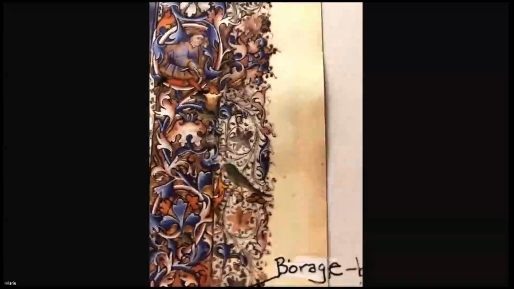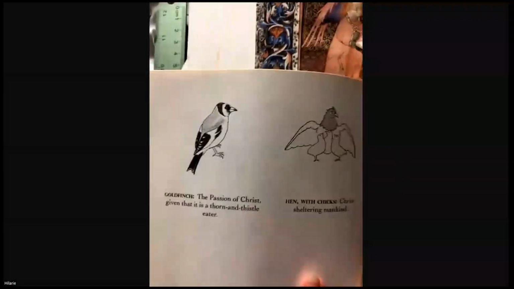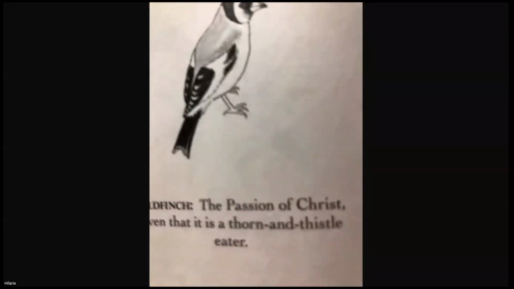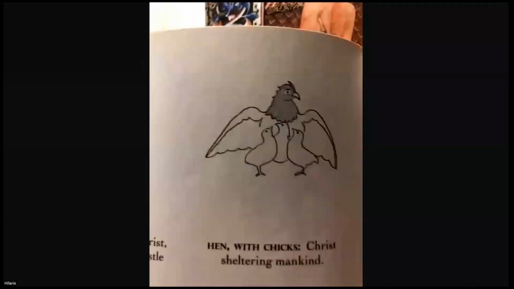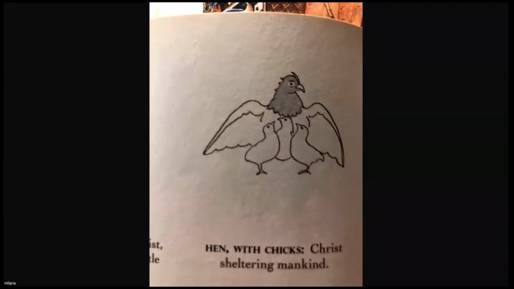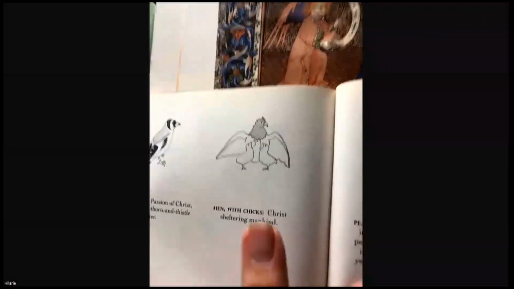Birds, you see parrots a lot, but I don't actually know what parrots mean. But let's go over this book. Okay, so we do have the goldfinch, the Passion of the Christ, because he's a thistle eater. The hen with chicks is the sheltering of mankind. But then you also have the cock, which is the sign of the denial of Christ. So don't get those two confused.